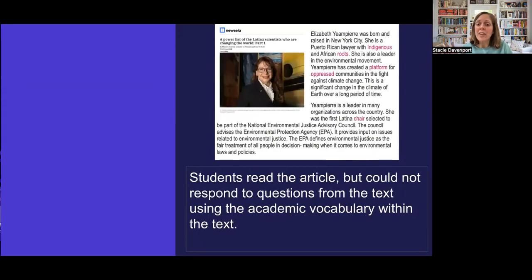Students read the article, but they could not respond to the questions from the text using the academic vocabulary within the text. So what could you do?